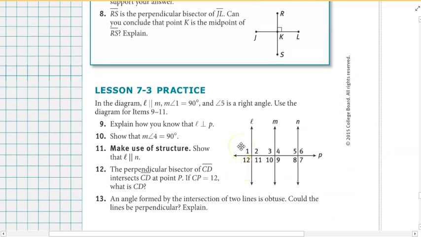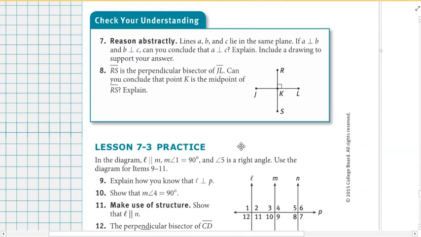So let's try the check your understanding in lesson practice. Pause here a moment and try questions 7 and 8. When you unpause, you can check your answers.